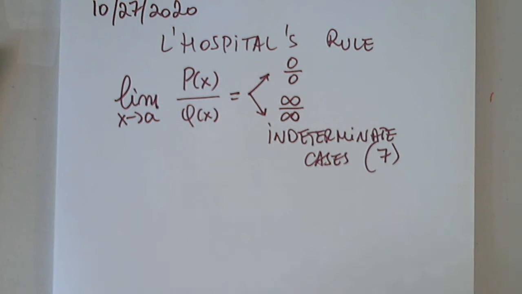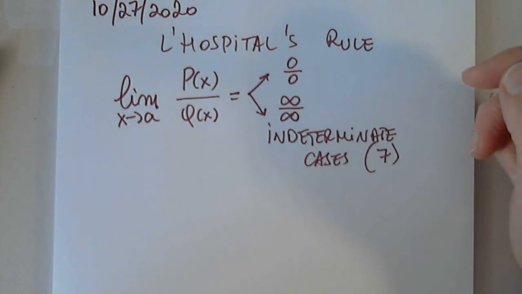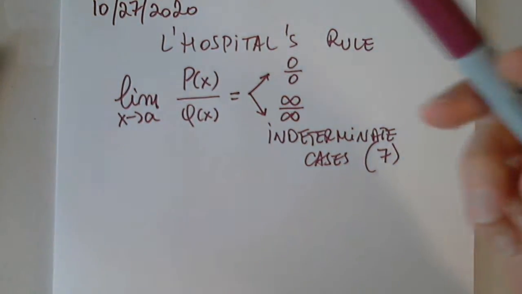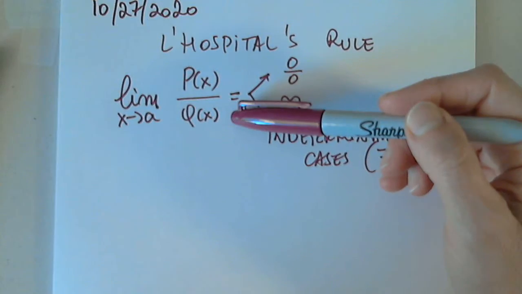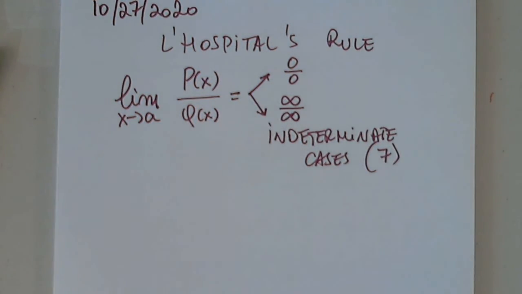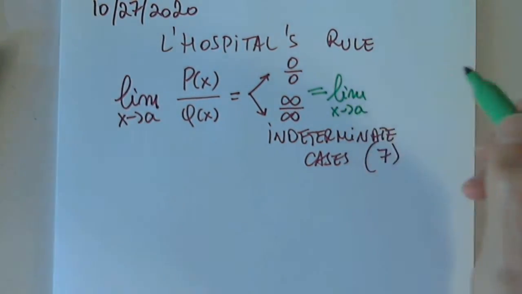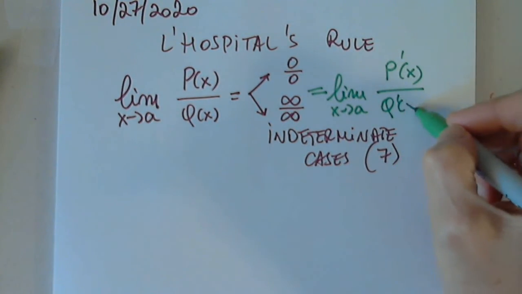You remember that every time we determine a limit, we have to plug it in to identify if this is a number or an indeterminate case or what is it. So when we plug in A and we get 0 over 0 or infinity over infinity, we are allowed to calculate the limit as x approaches A from either side of P prime of x over Q prime of x.